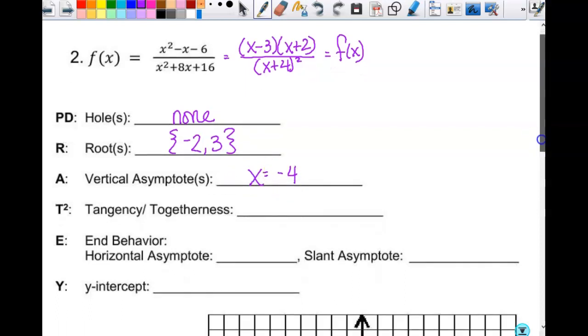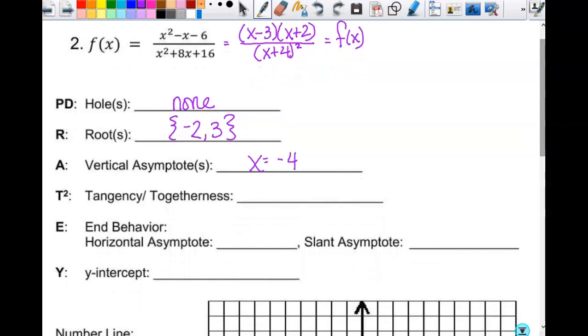Tangency and togetherness. Okay, get out your little radii foldable here. I should have told you all to do that at the beginning, and I didn't. So get out radii. Come on. The blue thing from yesterday. Come on, come on. I'll wait on the table that's ignoring me.